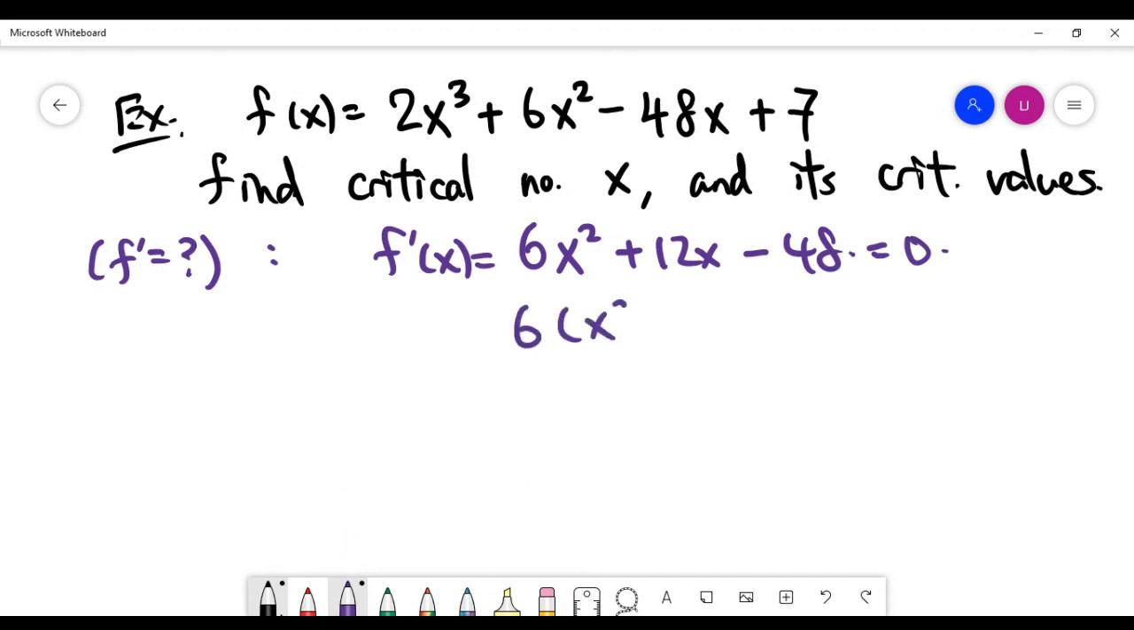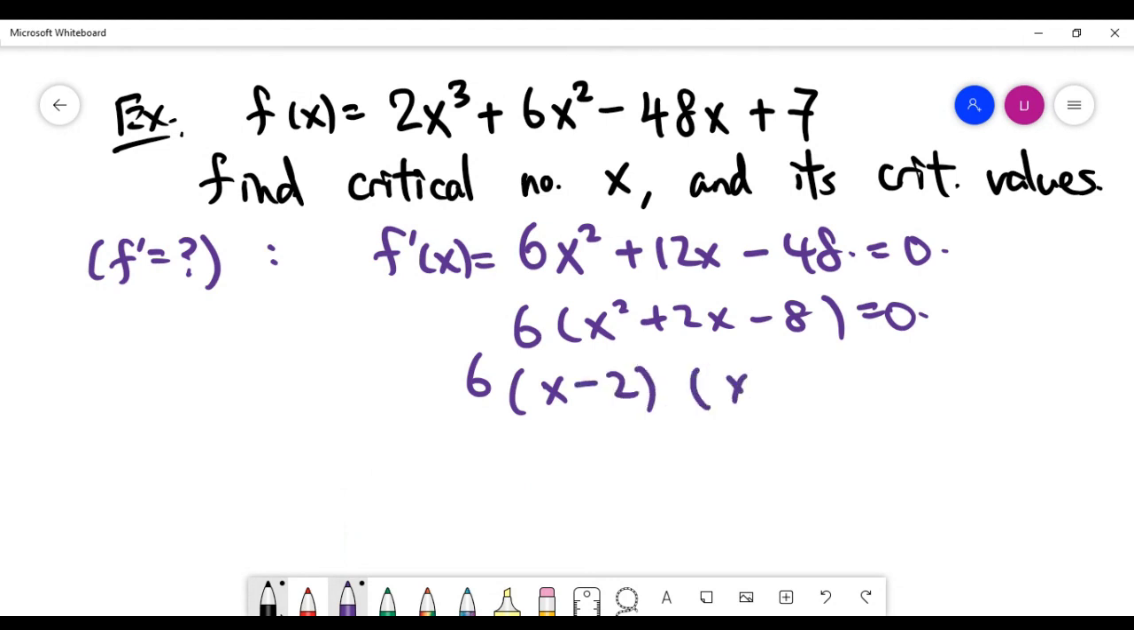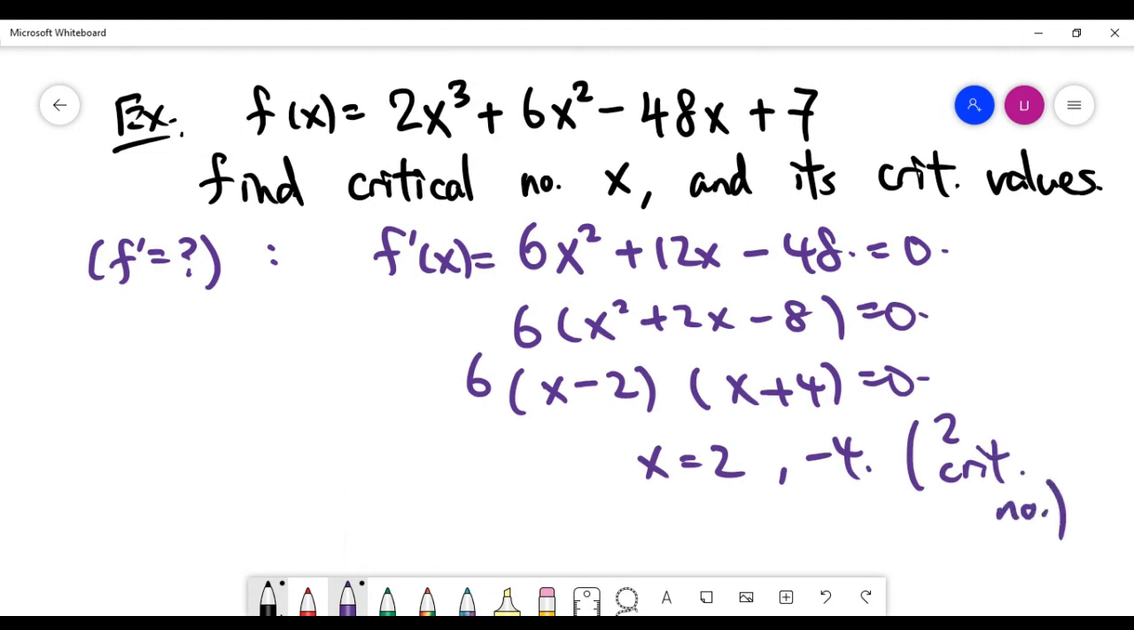And I hope that you can do a quick factorization by picking the common factor 6 out. And now you can factorize the polynomial of degree 2 up here by using the factors x minus 2 times x plus 4. And it means x is equal to 2 or minus 4. And we have two critical numbers here.